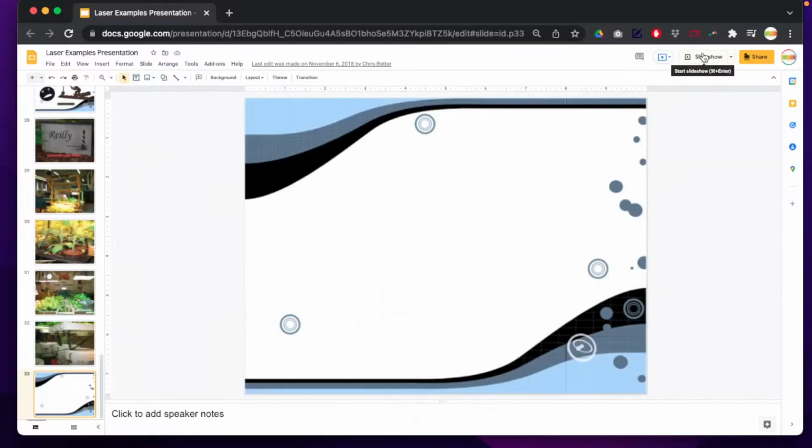So I just have a couple more pictures to show you from another slideshow here. Let me pull this up and see what we got on this one.